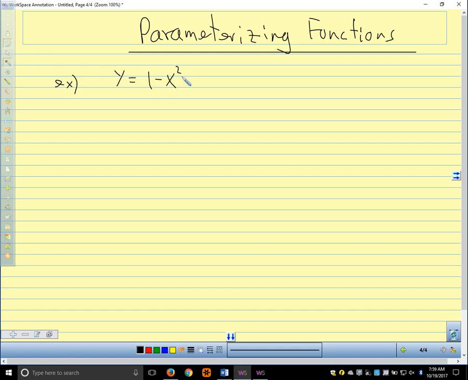All right. So we have y equals 1 minus x squared. We want to find a set of parametric equations.